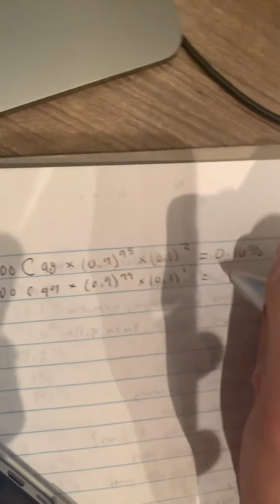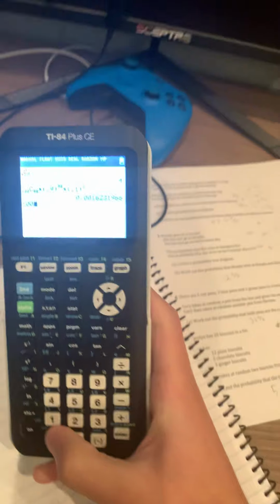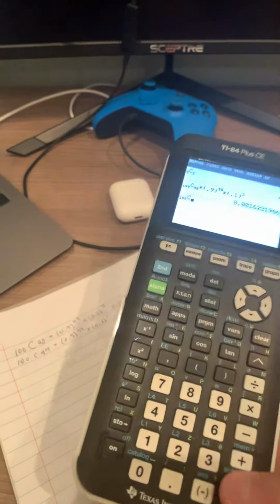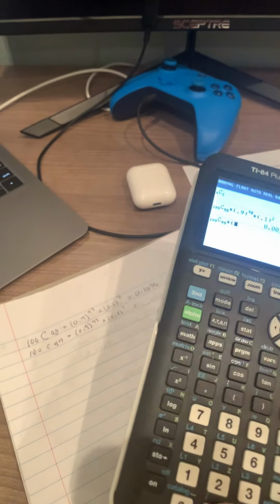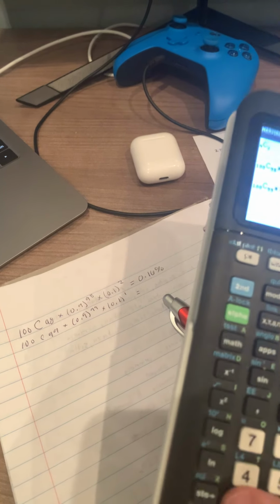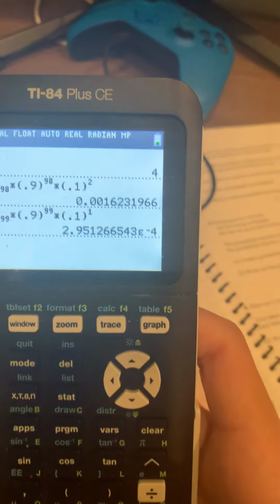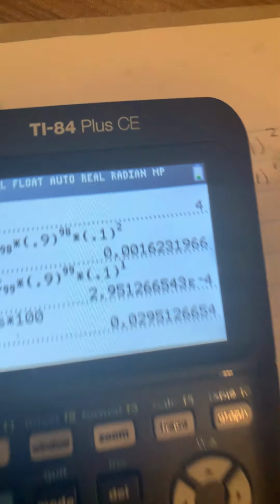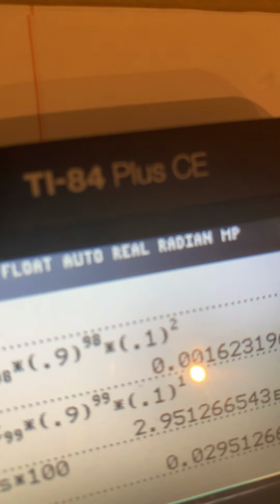Then one time you get it wrong, go back to your calculator. Type it in. Power of 1. In this one, it says e negative 4, which means 10 to the negative 4th power. So just times that by 100 to get the percent. And you get 0.029. You can round that up with the 5 to 0.03. So 0.03% of that happening.